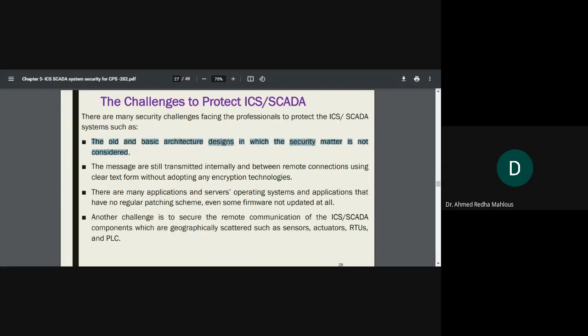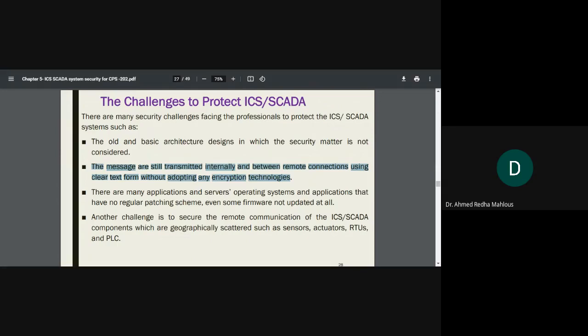And those machines don't have any aspect of security; the design of that factory is an old design. It is not based on security design. That means it is a challenge for you to secure such a plant or such an ICS SCADA. Sometimes you do find within an ICS SCADA that the messages exchanged between the different devices, whether from the field device to the RTU, from the RTU to the MTU, are not encrypted. They are sent in clear text. This is another problem for you to secure.